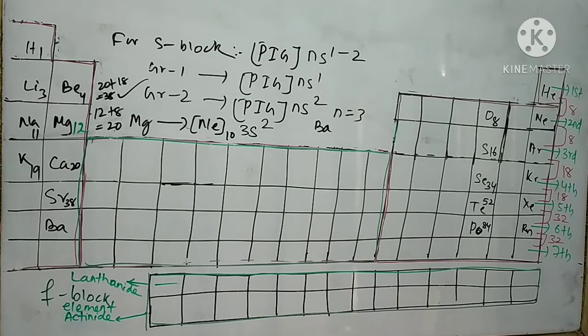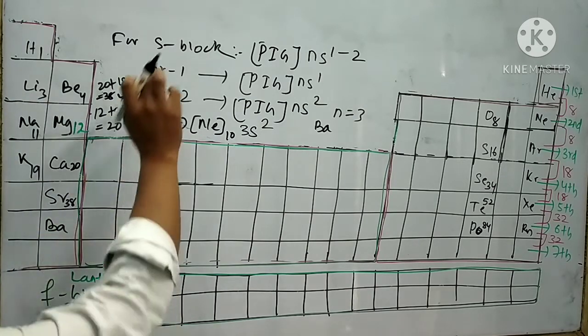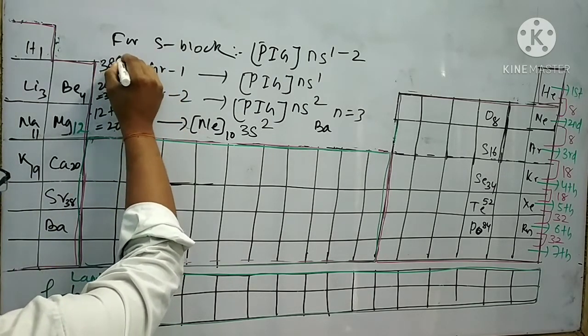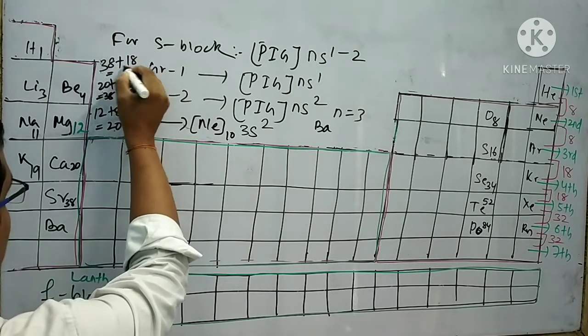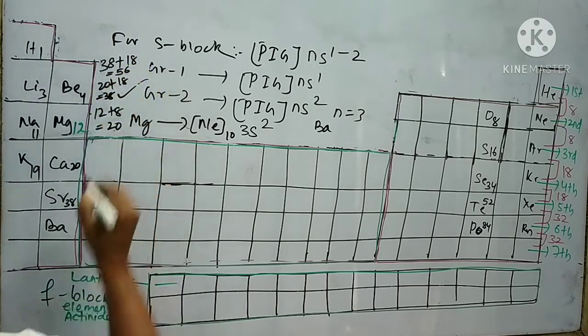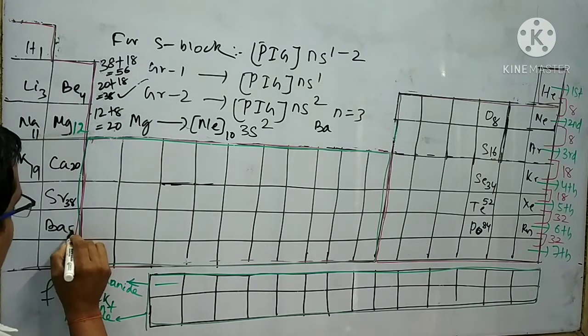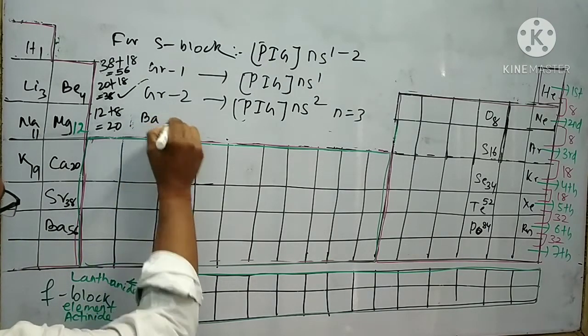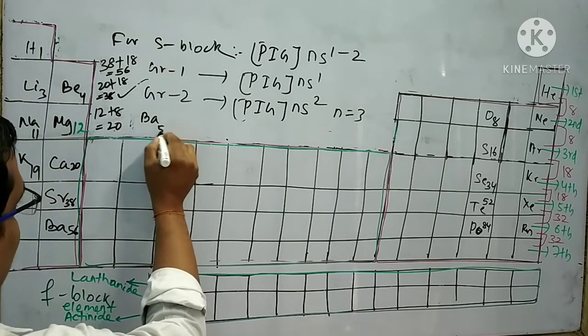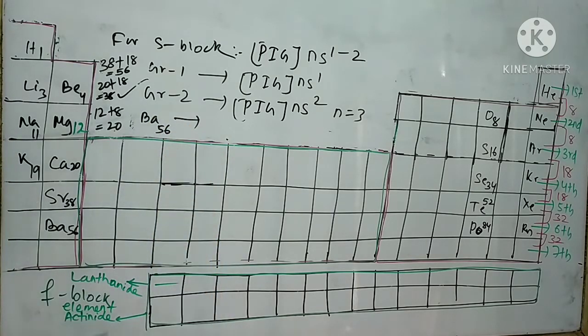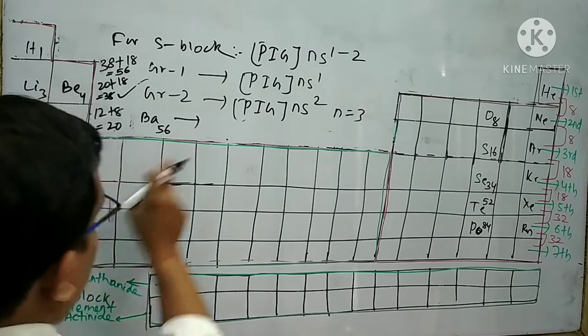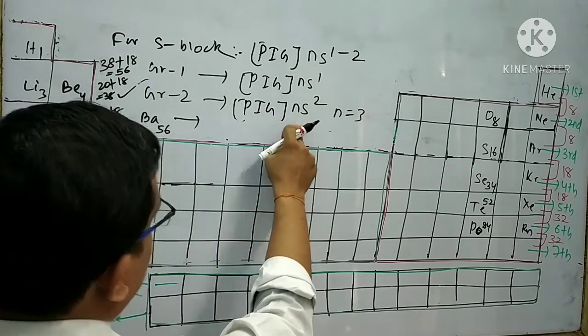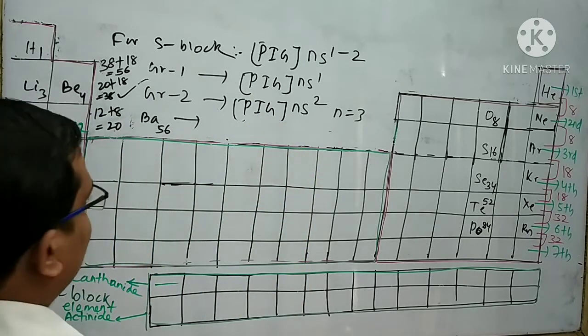Barium belongs to the sixth period. So the atomic number of barium is 38 plus 18, that is 56. So the atomic number of barium is 56. Now I want to write the electronic configuration of barium having atomic number 56. Barium belongs to group number 2, so it must follow this general electronic configuration.